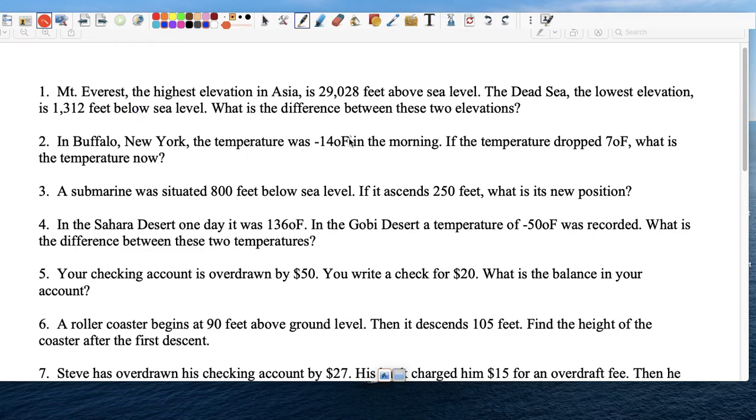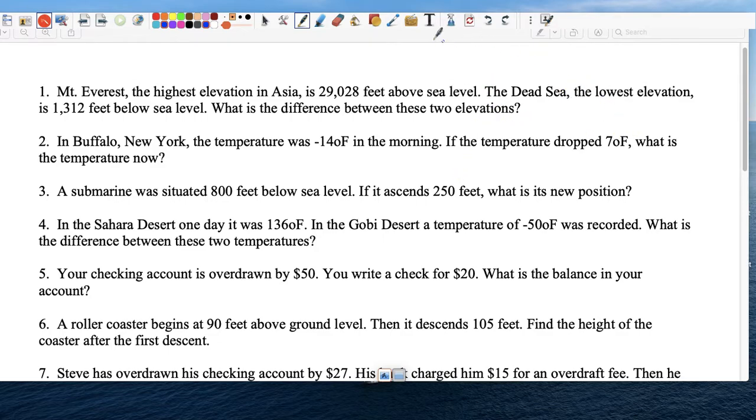Question one. Mount Everest is 29,028 feet above sea level, and the Dead Sea, the lowest elevation, is 1,312 feet below sea level. What's the difference between these two elevations? I briefly talked about this at the end of class.